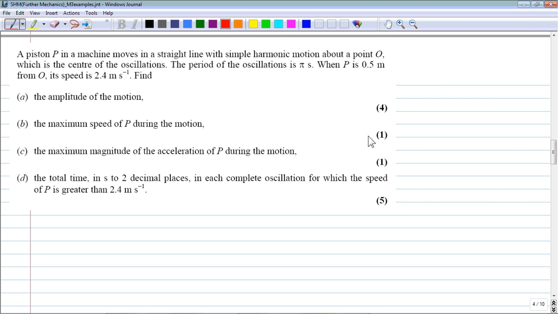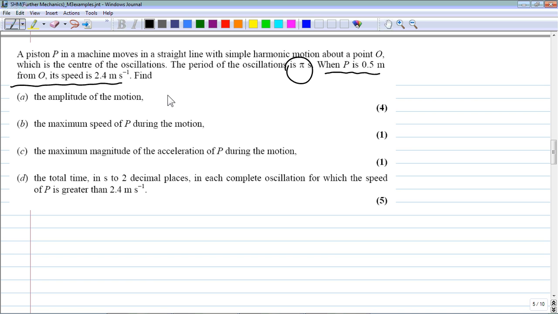A piston P in a machine. So again, you can please read this and try it on your own if you want. A piston P in a machine moves in a straight line with SHM about point O, which is the center. The period is pi. That's a bit unusual, but okay. When P is 0.5 meters from O, the speed is 2.4. So there's our data. How can we find the amplitude?